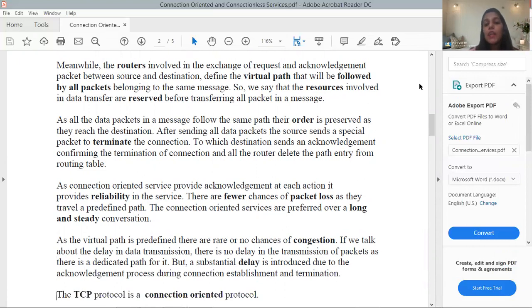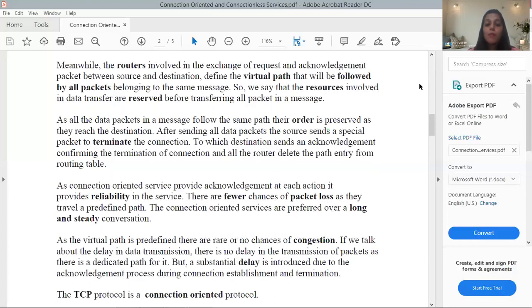If we talk about the delay in data transmission, there is no delay in the transmission of packets as there is a dedicated path which is already reserved. So it only transfers the data which I send to the receiver. But any kind of substantial delays may be introduced due to the network or the acknowledgement process during connection establishment and termination. It may happen due to connectivity or network problems or any other issue. So delay is possible, right?